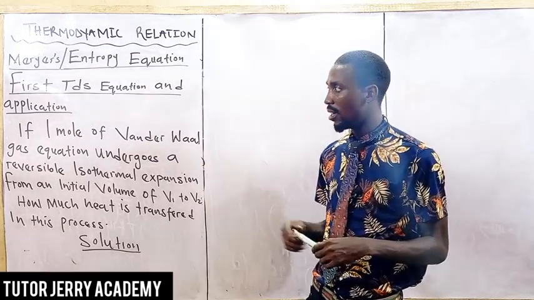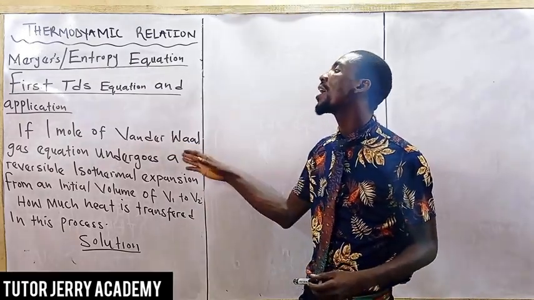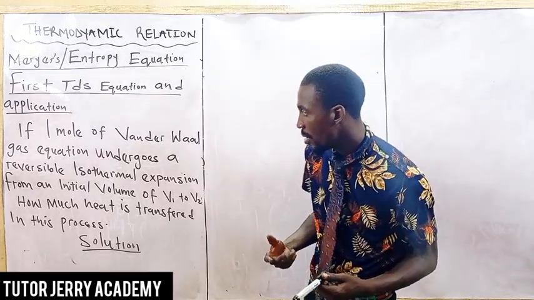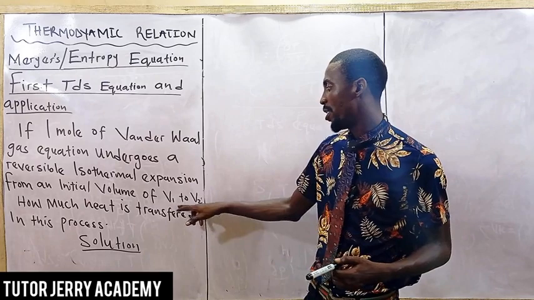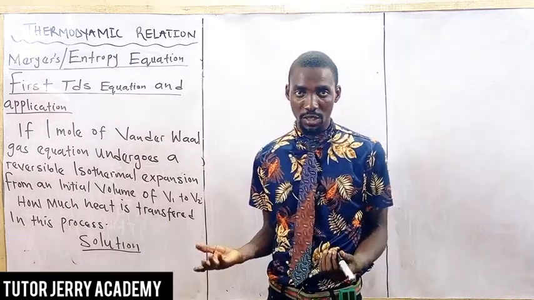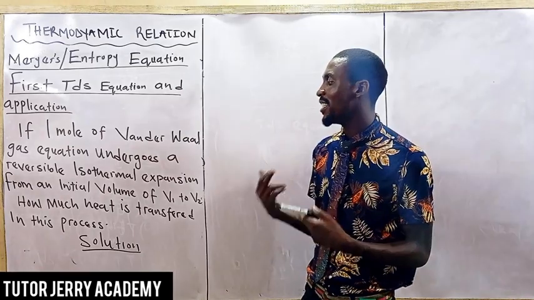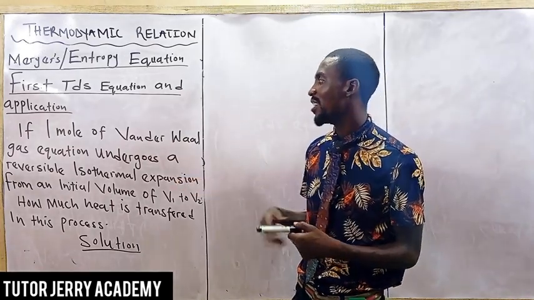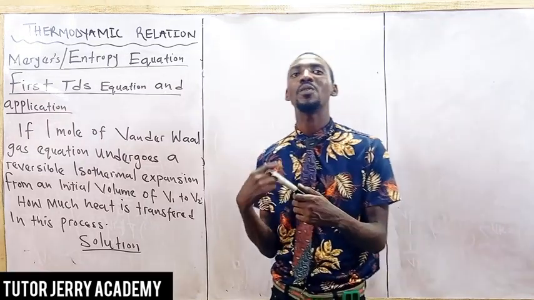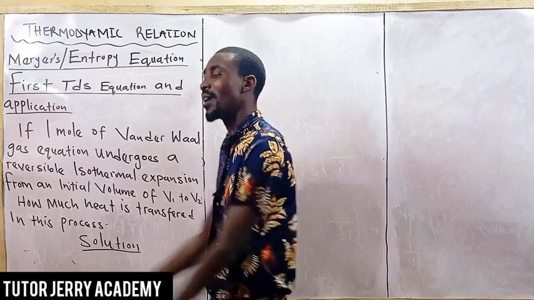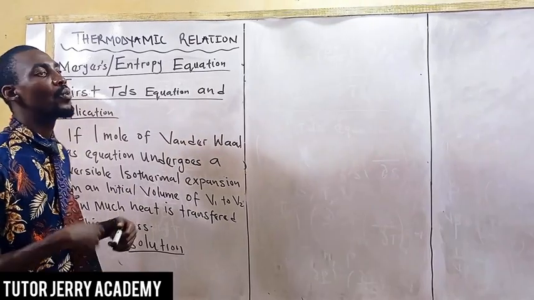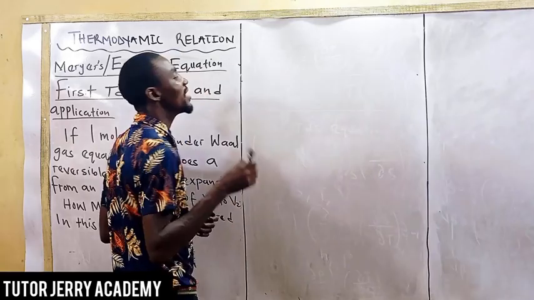All right. Say 1 mole of a van der Waals gas undergoes a reversible isothermal expansion from an initial volume of V1 to V2. How much heat is transferred in this process? So here we want to find the amount of heat that is transferred in this process. All right, we just derived that from the first TDS equation.